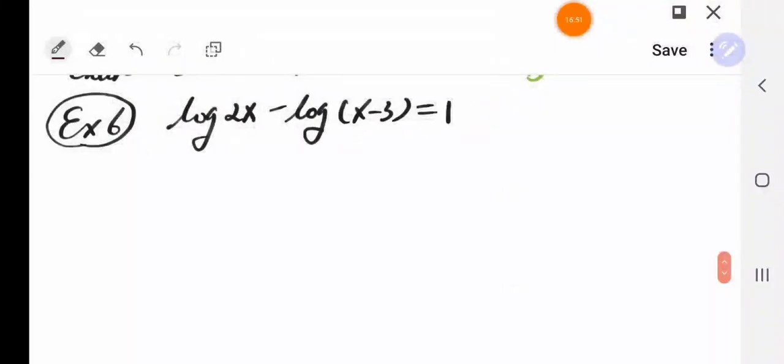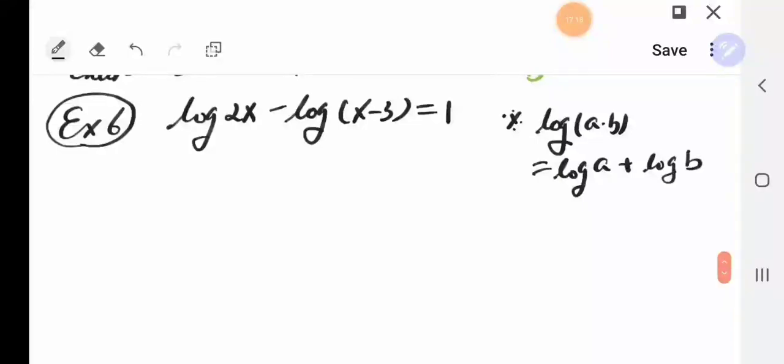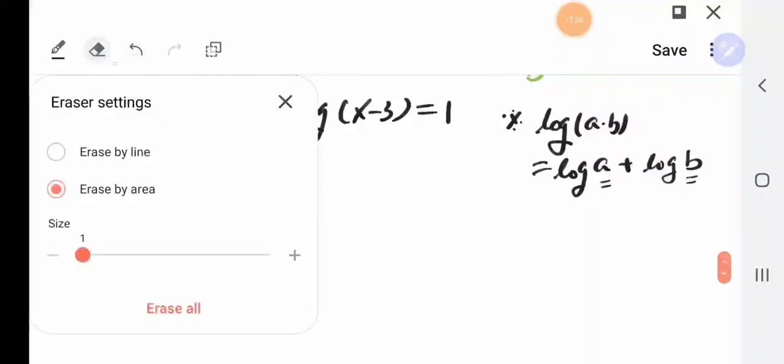Example 6. This equation also contains logarithms, but there are more than one. So if there are more than one, we can put the logarithms together. Here is one of the properties. If we have the log of ab, then we can separate this into two logs: log of a plus log of b. So since we have logarithms with the same base, you can multiply a and b together, because this is an addition.